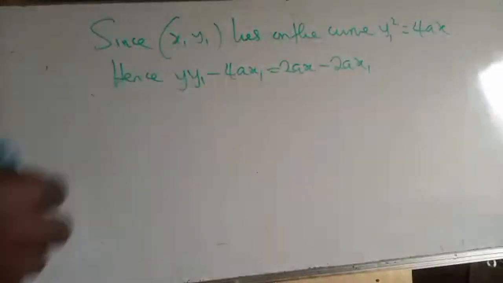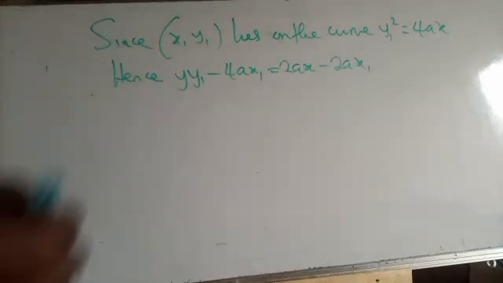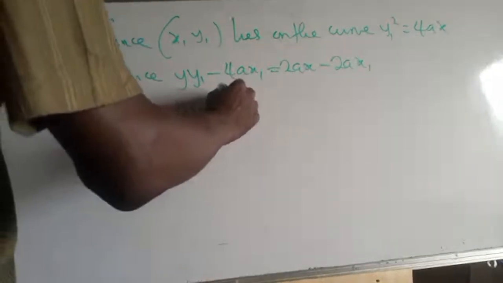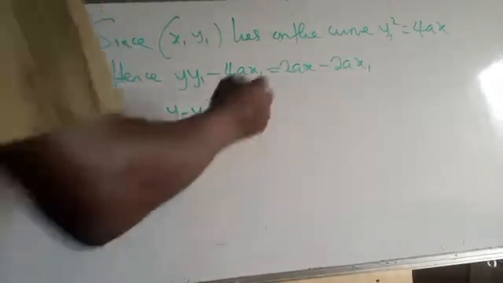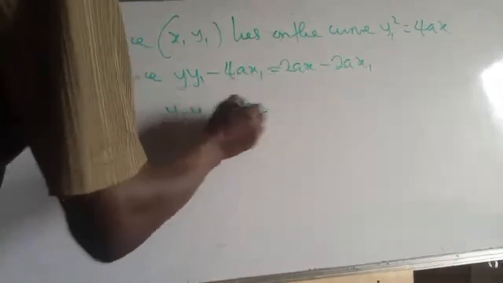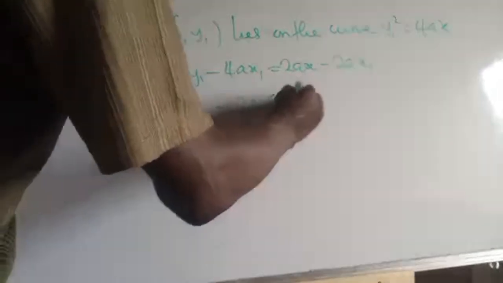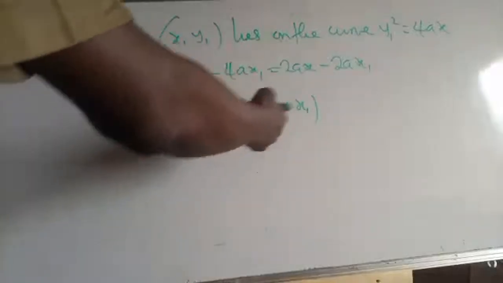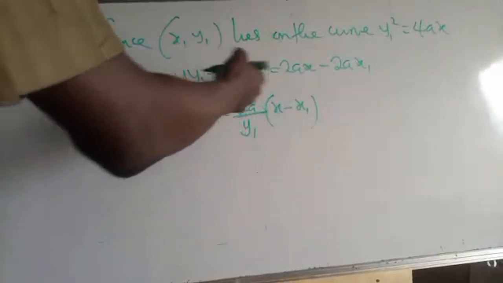Oh, you are asking how come all this now? What happened? Okay, you remember I said y minus y1 is equals to 2a over, what's the gradient? 2a over y1. Good. 2a over y1 into x minus x1. This is what we got. What gave us this? So by the time you multiply through by y1, are we together?